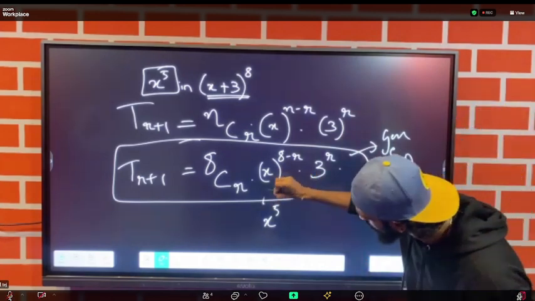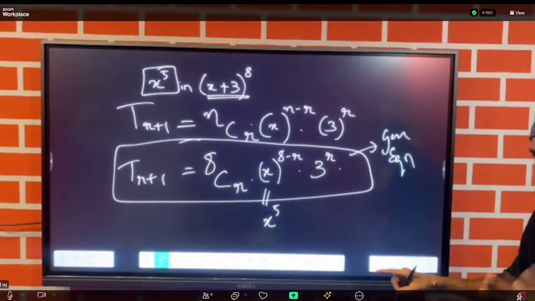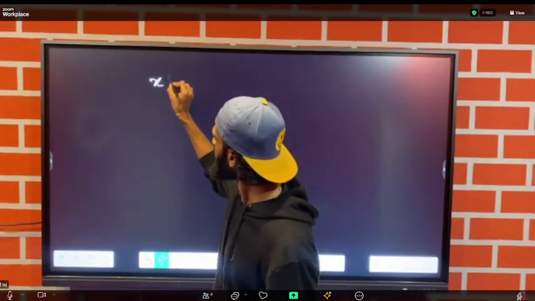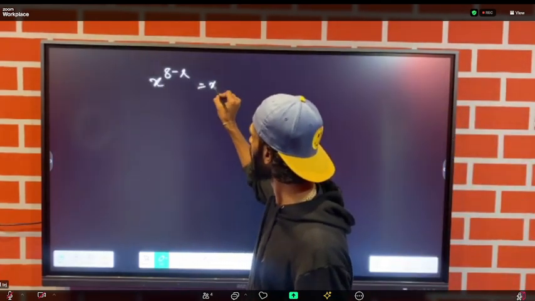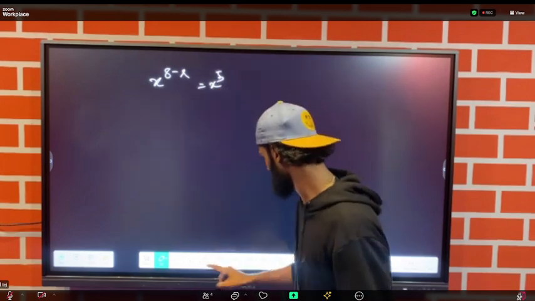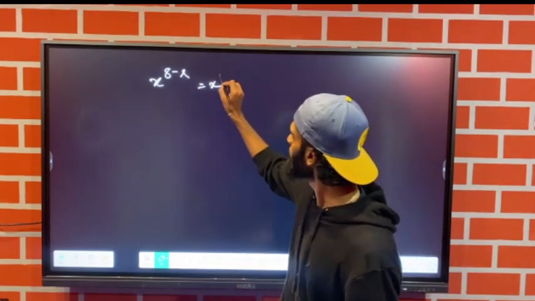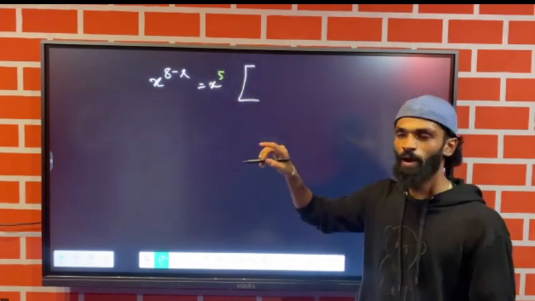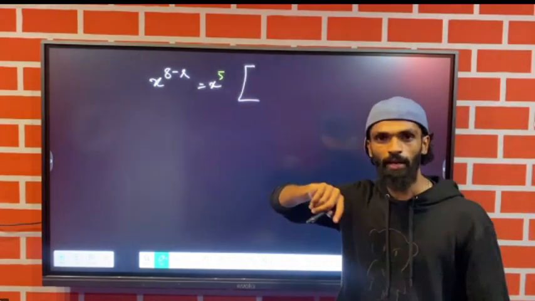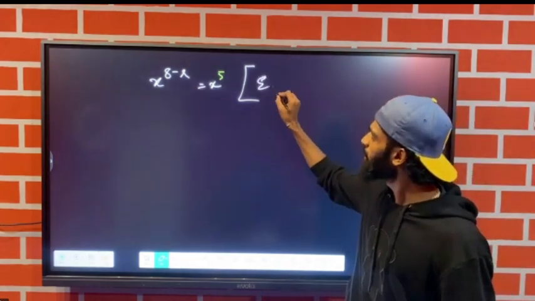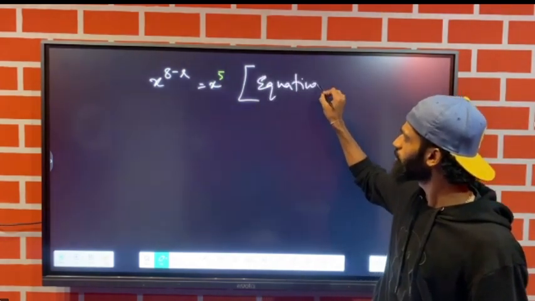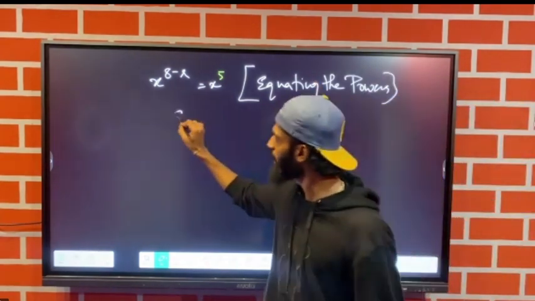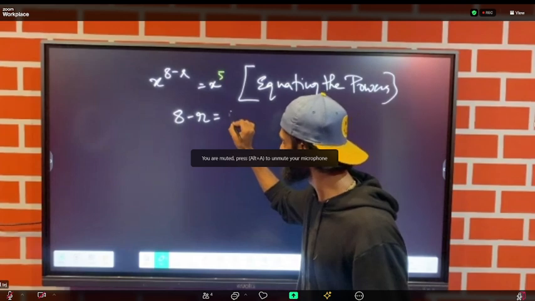So basically, both of them I'm supposed to equate. Once you equate, why are we equating it? As I told you, to find the value of r. So x to the power 8 minus r is equal to x to the power 5. Bases are the same and there's an equal to sign in between, which means we equate the powers. Don't write all this history, geography and all, this is only for you. So 8 minus r is equal to 5.